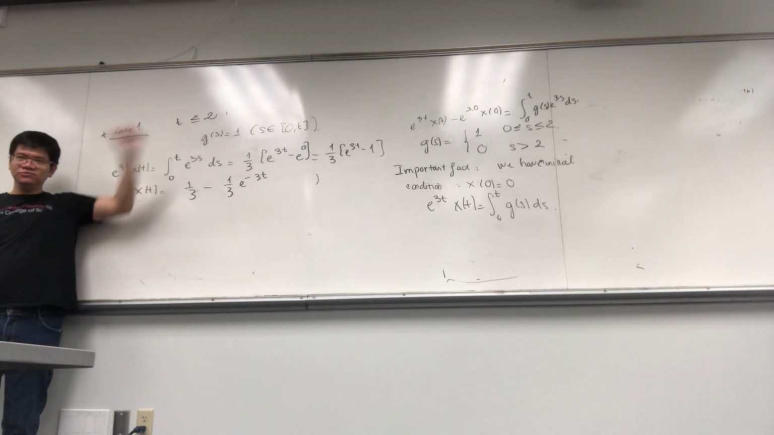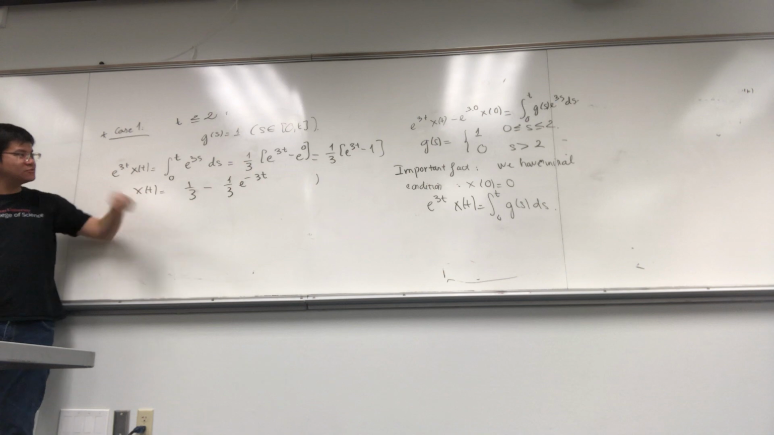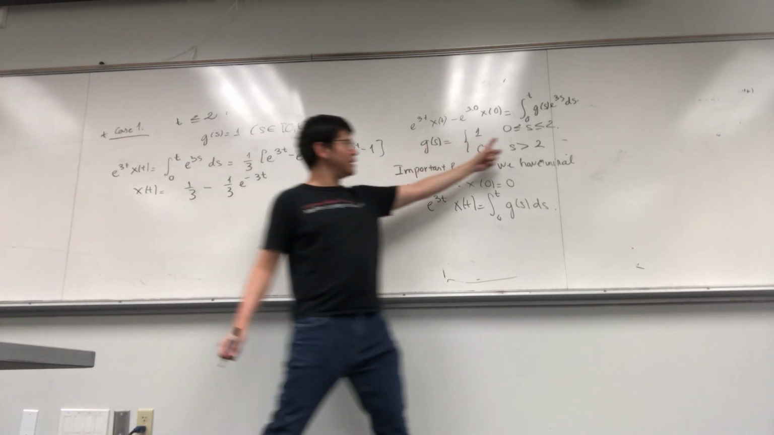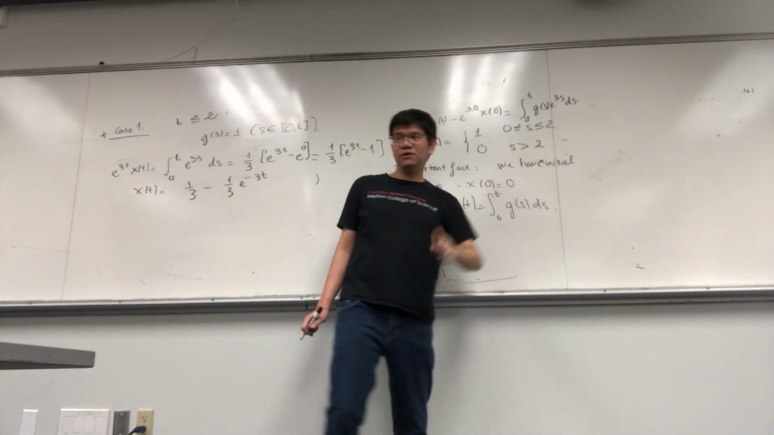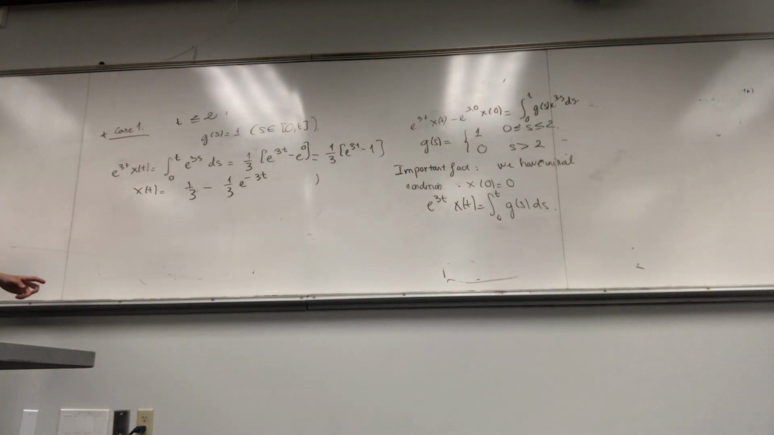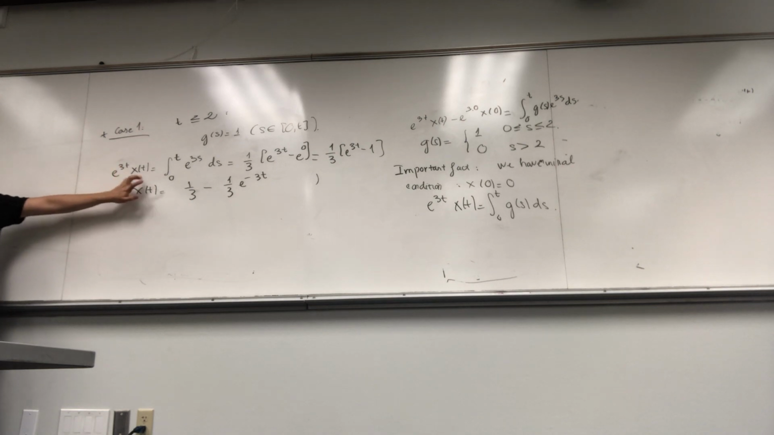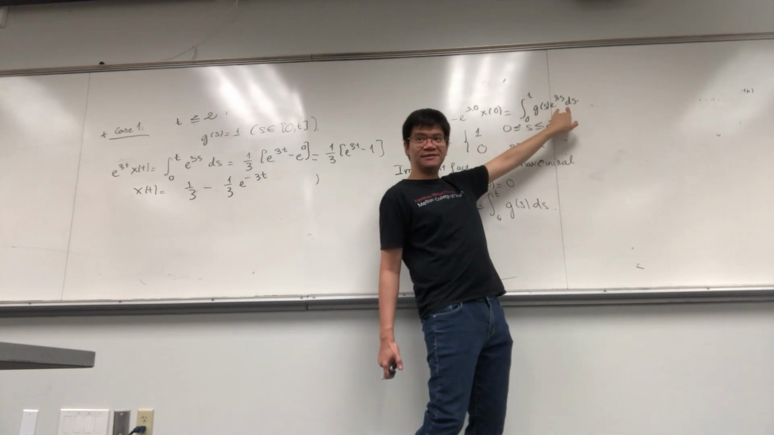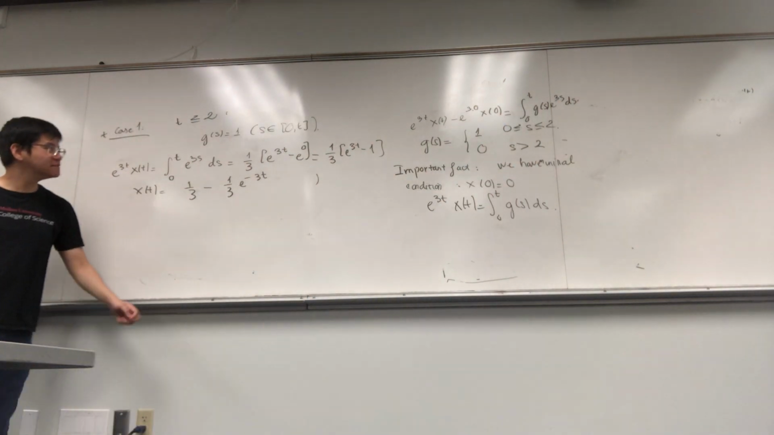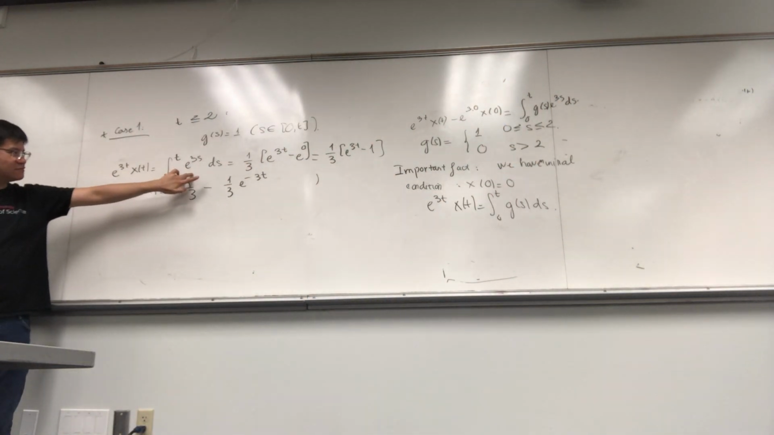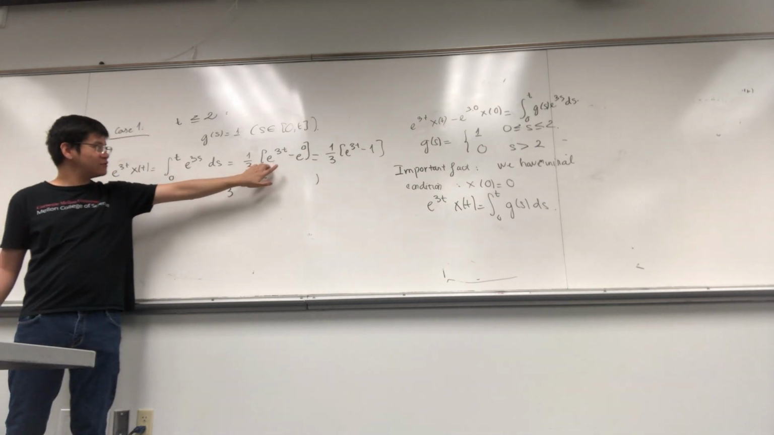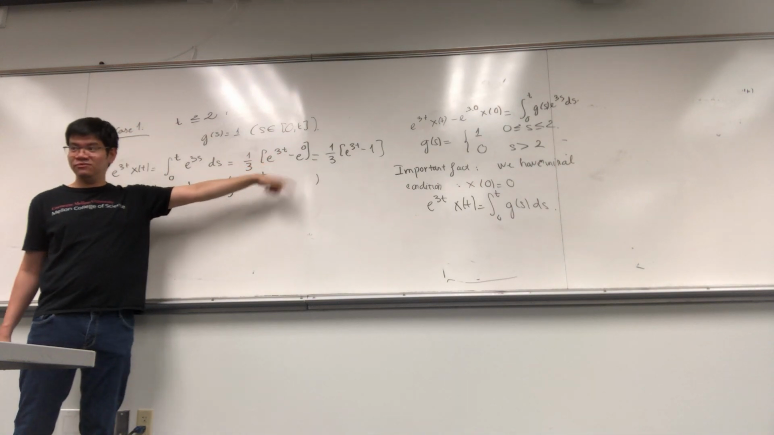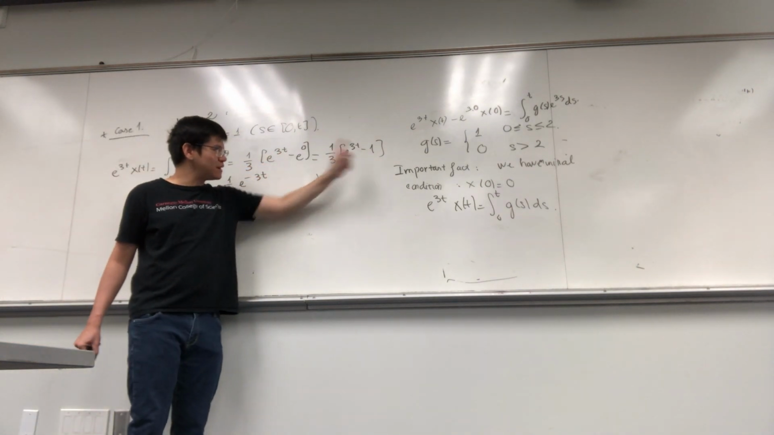So when t is smaller than 2, g(s) is 1, because g(s) is 1 when s is from 0 to 2, right? Now I have e to the 3t x(t) is equal to the integral of e to the 3s ds. So the antiderivative of this is 1/3 of e to the 3t minus e to the 0. So this is 1/3 of e to the 3t minus 1.